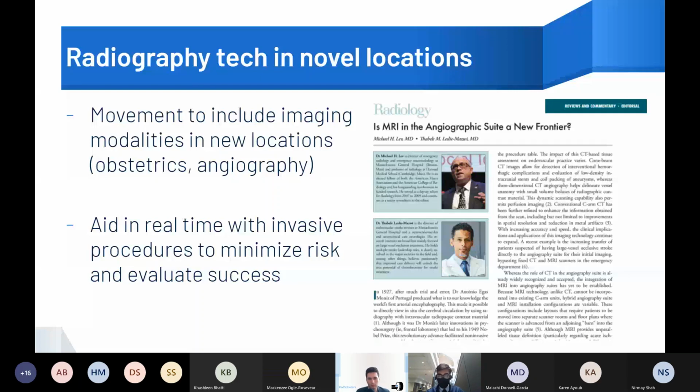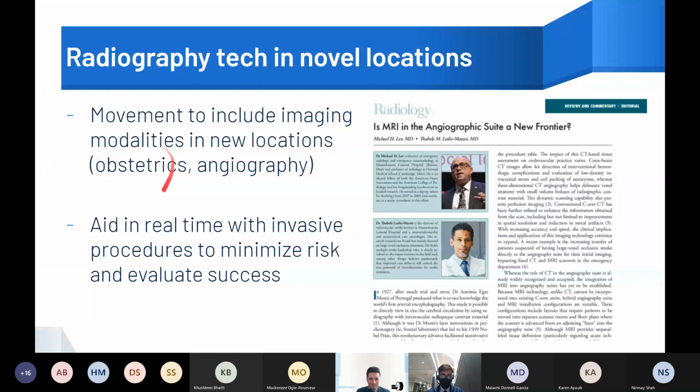And the last advancement I want to talk about is radiography tech in novel locations. So this might not seem all that amazing, but there's a movement to include imaging modalities in new locations. MRIs, CTs, ultrasounds, they weren't always necessarily available everywhere. Now there's a big movement to have these modalities available at different parts of the hospital as well. So you wouldn't necessarily have a suite where you have to purposely go for imaging. It would just generally be dispersed throughout healthcare facilities.